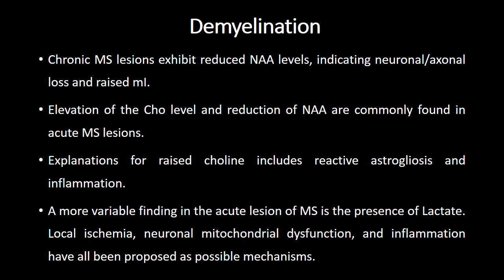Elevation of choline and reduction of NAA are commonly found in case of acute MS lesions. Choline is raised due to reactive astrogliosis and inflammation. A variable finding in acute MS lesions is the presence of a lactate peak, and this lactate peak can be explained due to local ischemia, neuronal dysfunction, and inflammation.